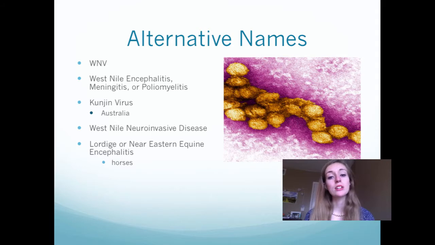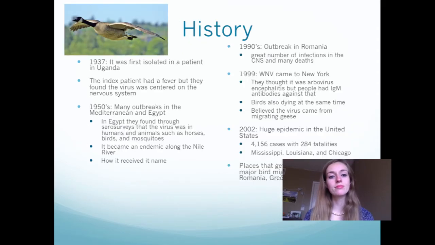So some alternative names for West Nile virus. It's abbreviated WNV, obviously, and it's also called West Nile encephalitis, West Nile meningitis, or West Nile poliomyelitis. In Australia, it's known as the Kunjin virus. Another name is West Nile neuroinvasive disease, and the disease in horses is known as Lordage or Near Eastern Equine encephalitis.